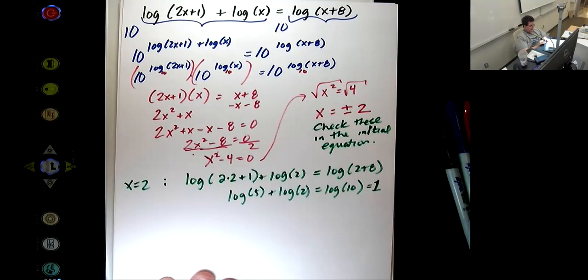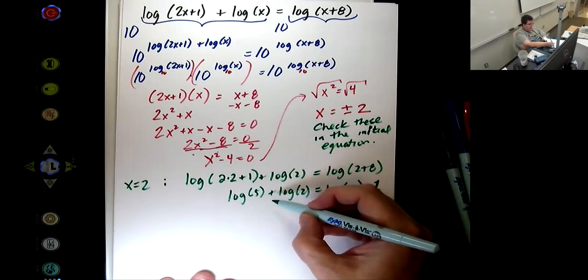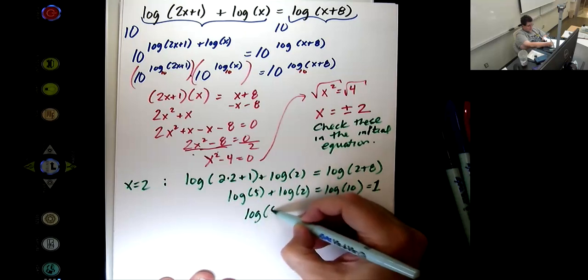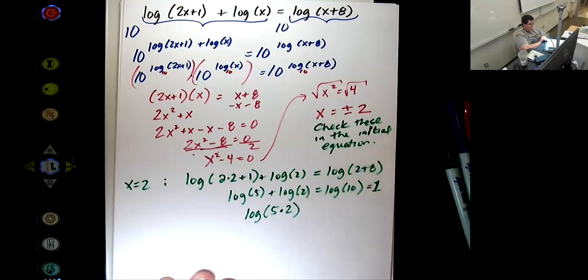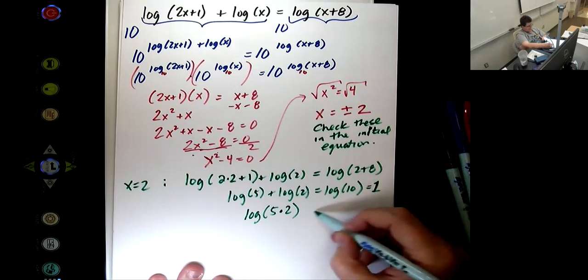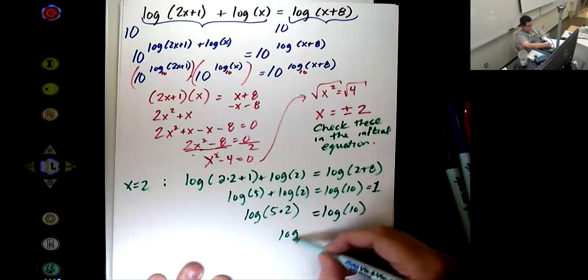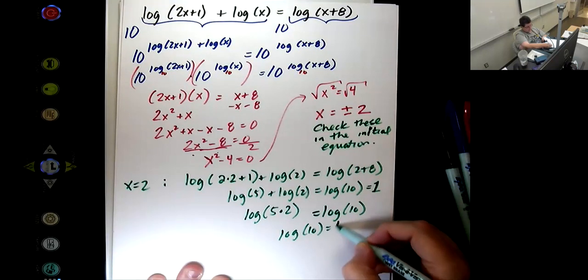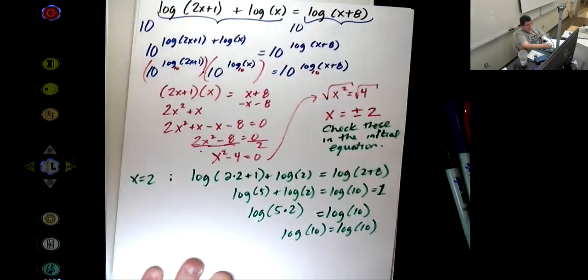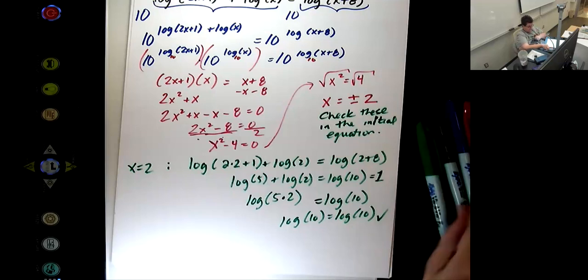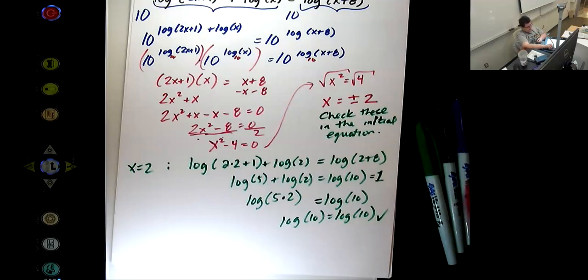You can actually verify that in a calculator using properties of logs. Multiplication on the inside is addition on the outside. This is the same thing as log of 5 times 2. So if I say log 10 equals 1, you'll see that we get log 10 equals log 10. So that worked. And everything was peachy keen the whole way.